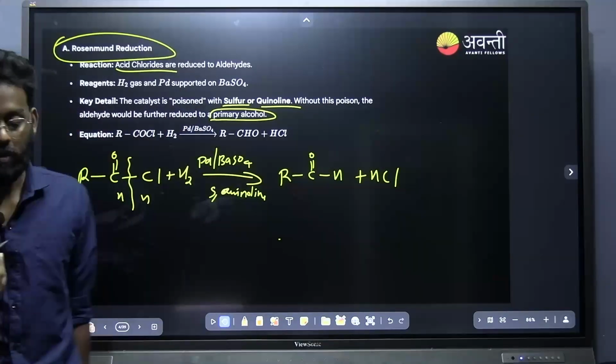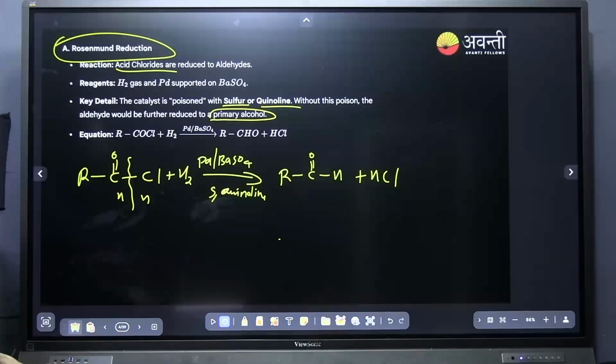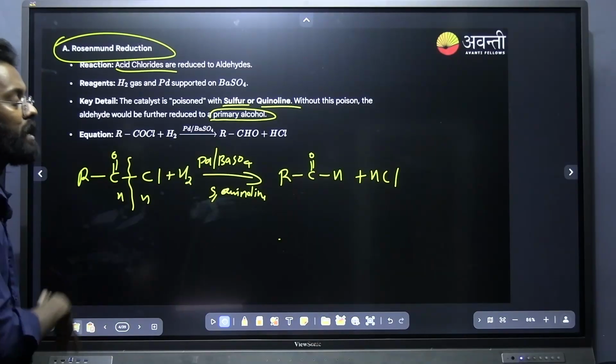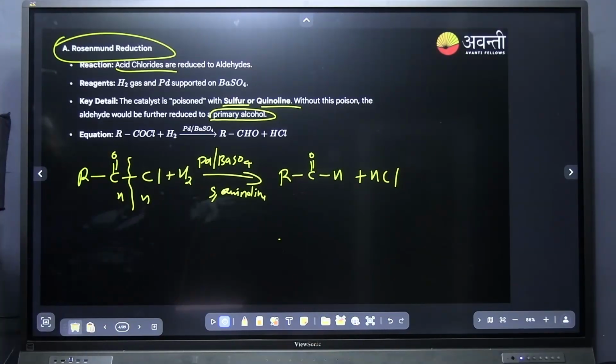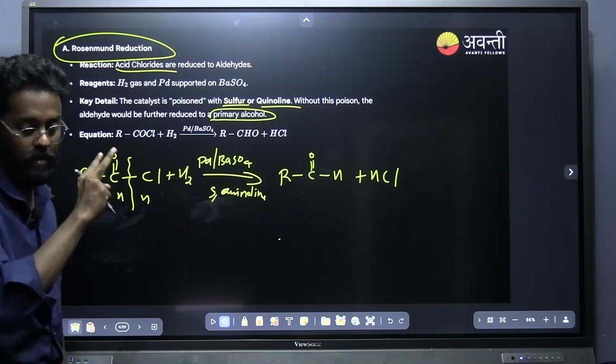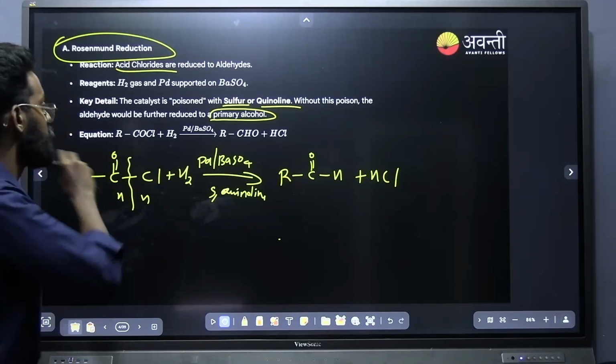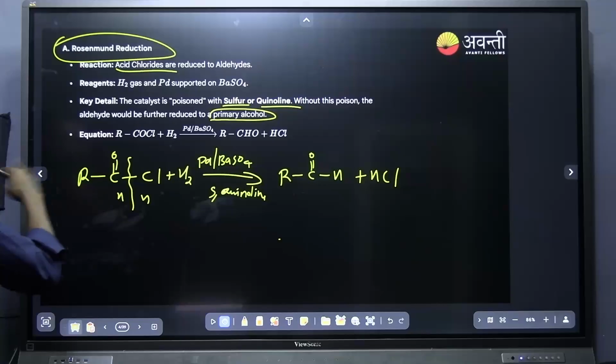Conversion of ethane to ethene, or ethene to ethane, or alkyne to alkene and to alkane. That is what we are doing. Here it is conversion of acid chloride to aldehyde. That is the point. So this is the difference. Note down this difference and make it clear. Hope it is clear to everyone.